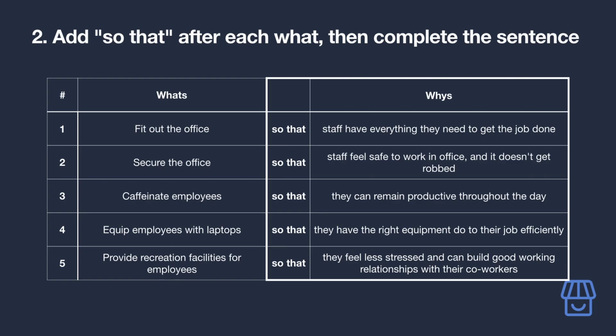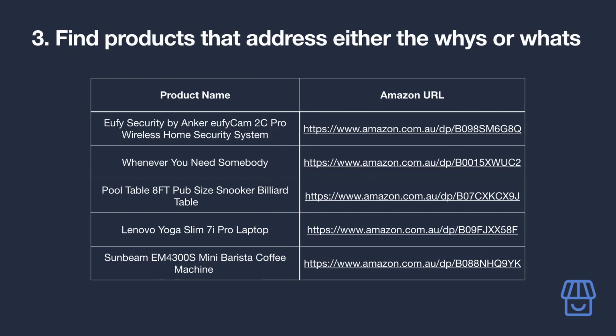This will be particularly helpful when making content about your affiliate products, so you can more effectively frame how the product addresses your audience's why in the content you produce. Now, from the table you've just built, research products that can help with addressing your audience's what's, which will subsequently address their whys, and start putting together a list of products. Your list can look as simple as this.